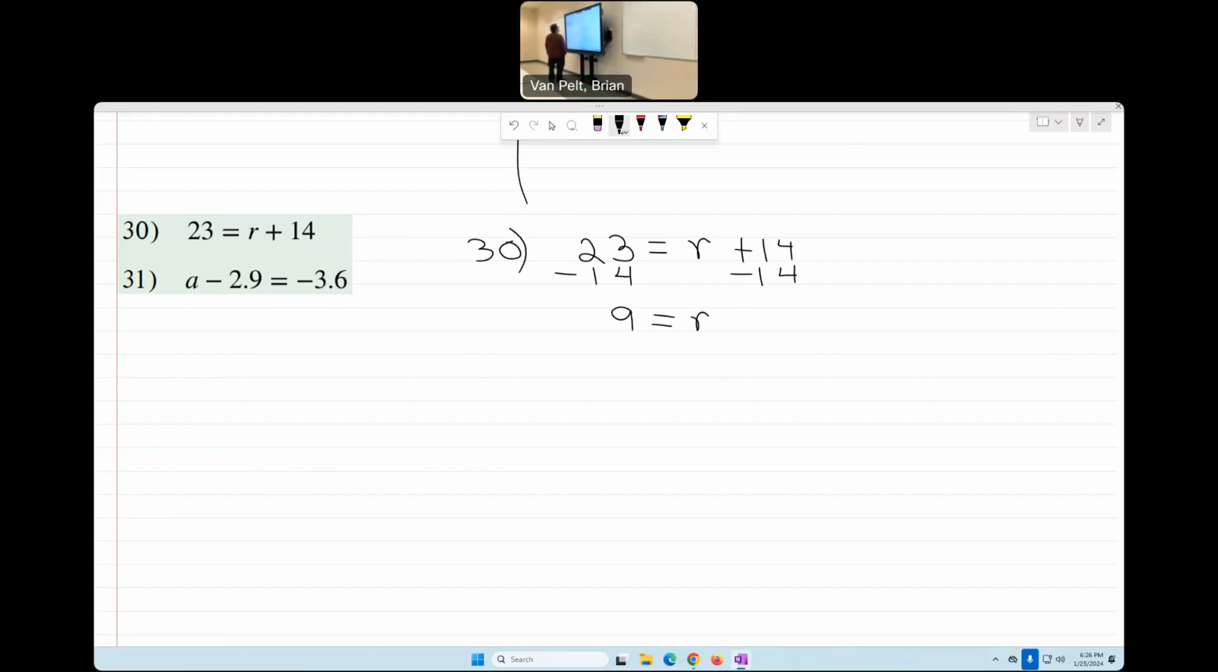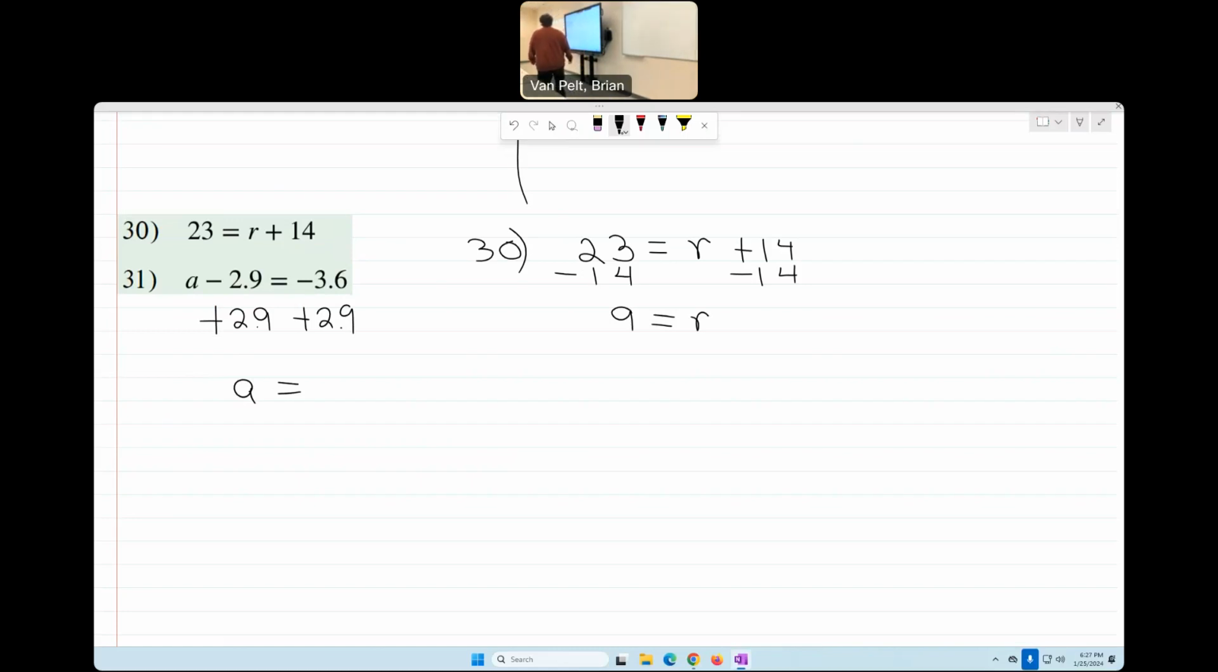In number 31, what's the one step that we should do? Add what? Add 2.9. You want to get it away from the A. So we'll add 2.9 to both sides. And I guess it's a little practice on your arithmetic with these numbers. Which number is the dominant one here? The negative one, right? That means this is going to be negative.